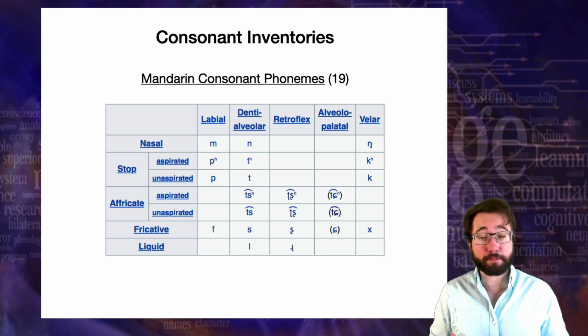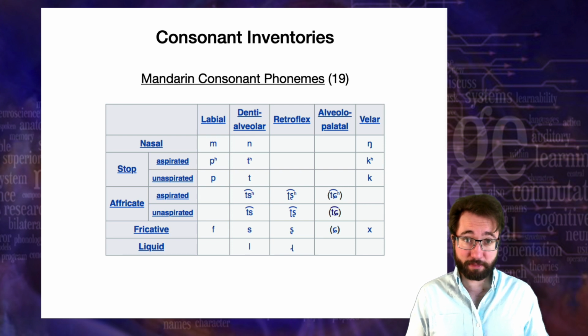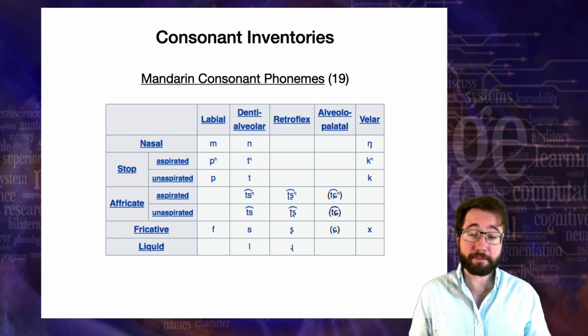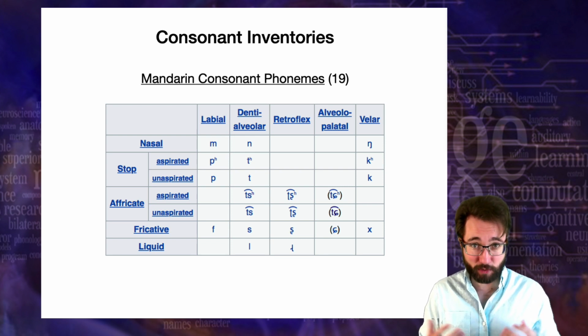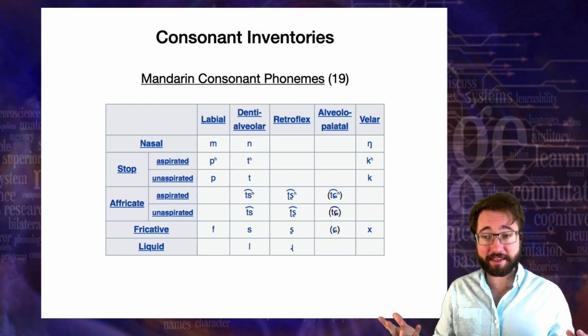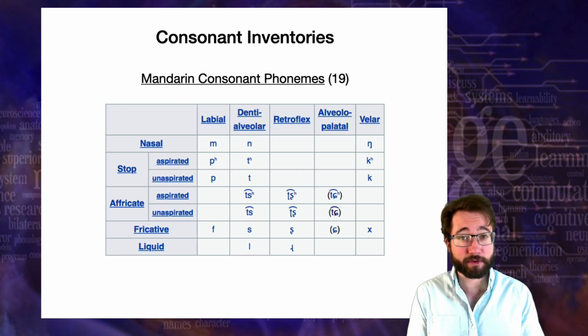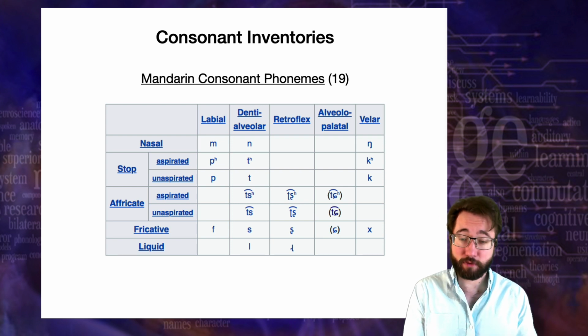So in the pinyin writing system for Mandarin, the unaspirated stops here are actually spelled with a B. But you shouldn't be misled into thinking that that's actually a voiced stop. That's just how it's spelled. Mandarin basically effects the same kind of distinction as English, except it does so using aspiration rather than voicing.